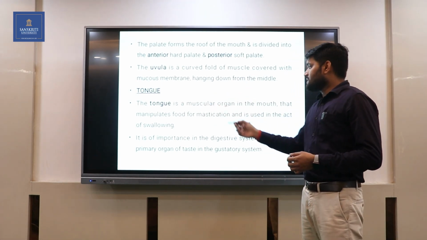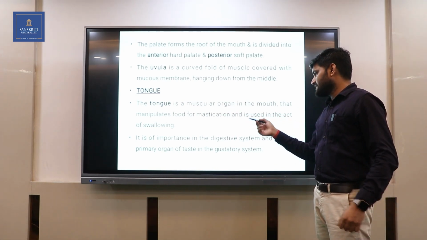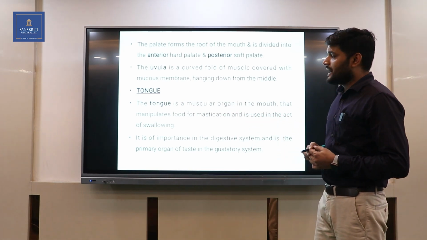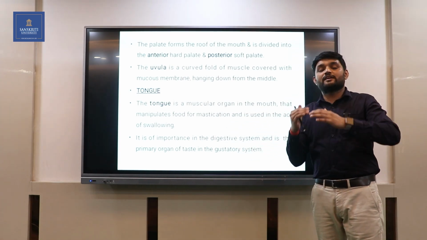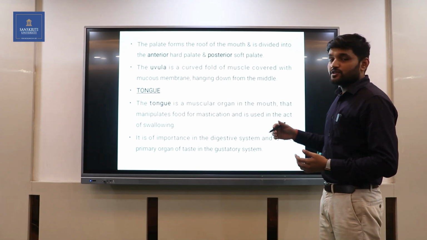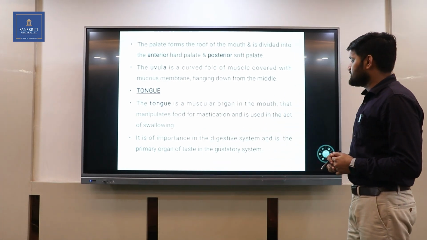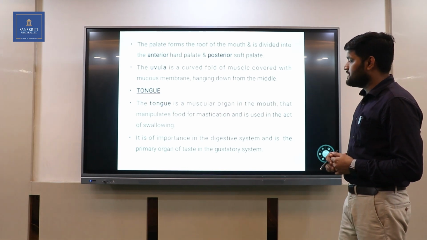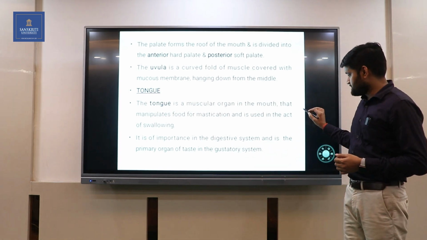Mouth. So the tongue is a muscular organ in the mouth that manipulates food during mastication and is used in the act of swallowing. So here the tongue basically helps with chewing, helps with articulation, producing speech. Okay? It is important in the digestive system and is the primary organ of taste in the gustatory system.